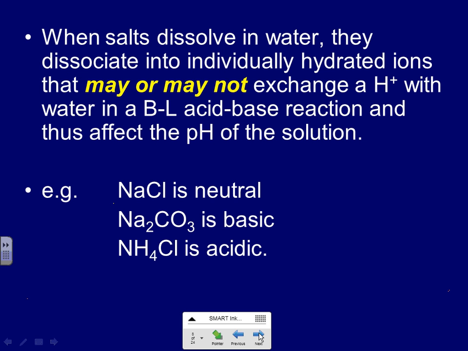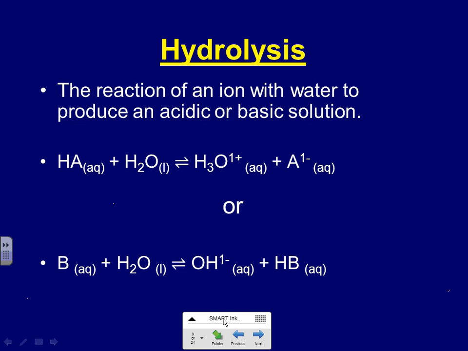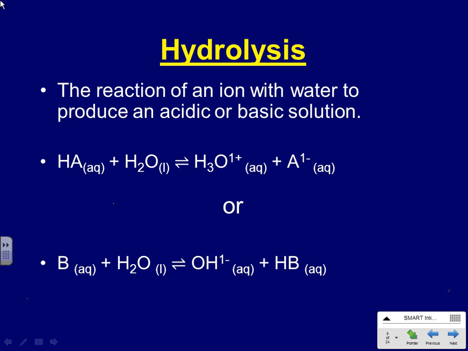We don't need to write this down. We're going to answer this in a moment. When salts dissolve in water, they dissociate into individual ions, and they may or may not exchange an H plus in a Bronsted-Lowry acid-base reaction. Therefore, they can affect the pH of a solution. NaCl is neutral, sodium carbonate is basic, ammonium chloride is acidic, and we'll explain that right now. So let's write down hydrolysis to begin with.